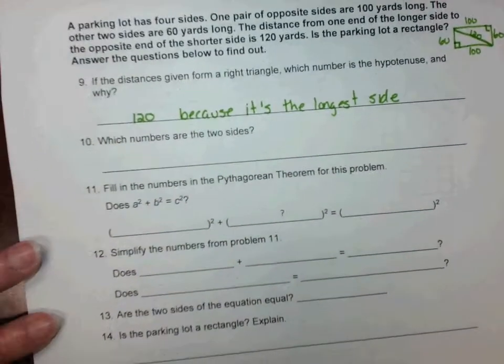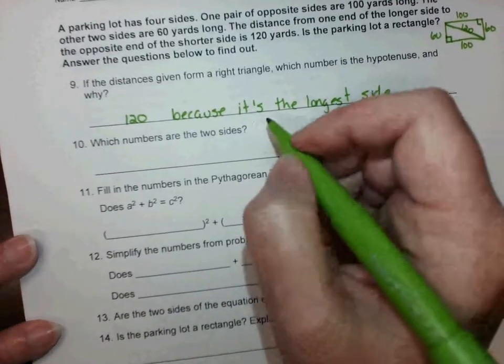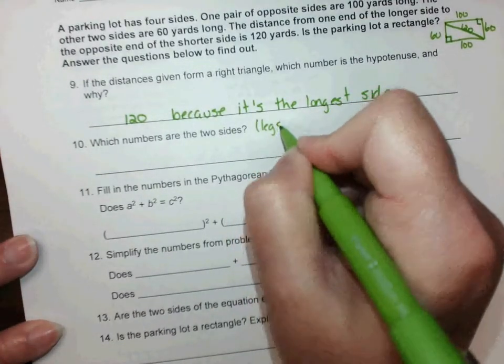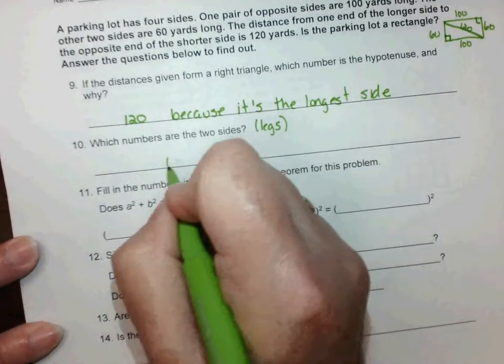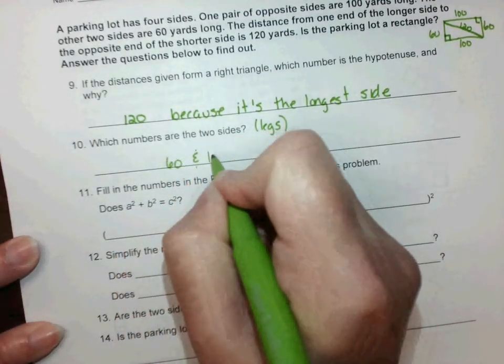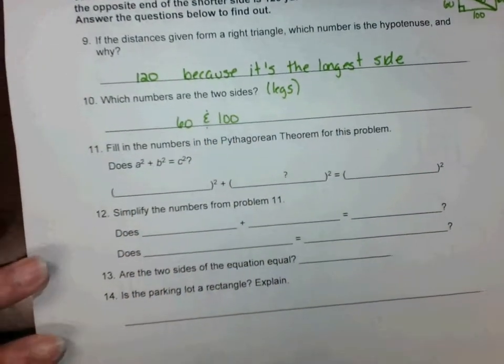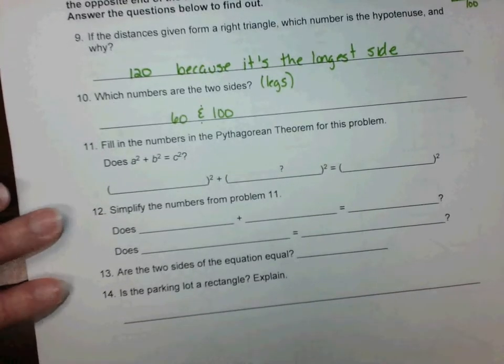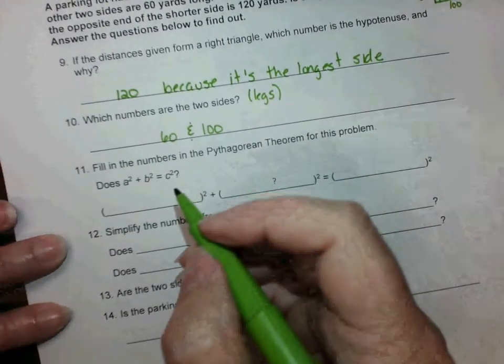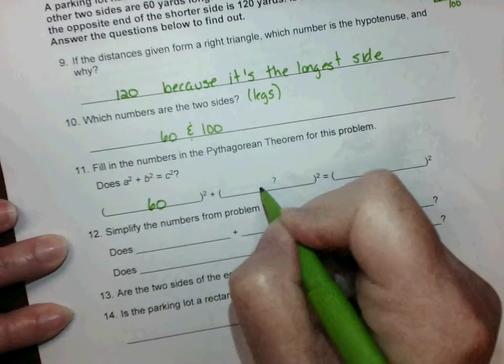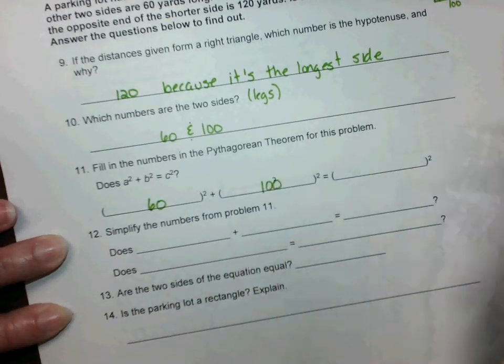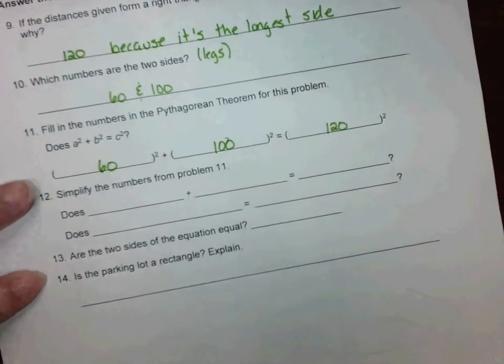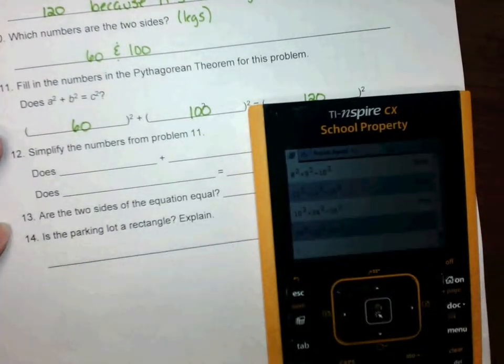Okay. Which numbers are the two sides, or the legs? That would be the 60 and the 100. So fill in the numbers in the Pythagorean theorem for this problem. So we'd have to put the 60 squared plus the 100 squared would have to equal the 120 squared. So let's simplify.